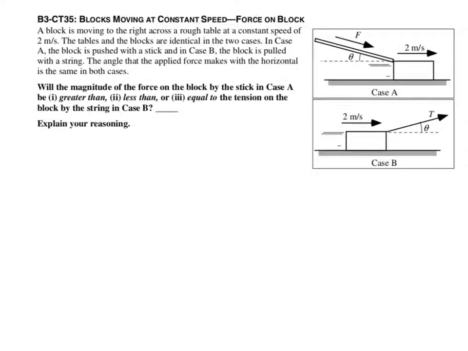Chapter 6, Sample Problem Number 4. A block is moving to the right across a rough table at a constant speed of 2 meters per second. The table and blocks are identical in the two cases.